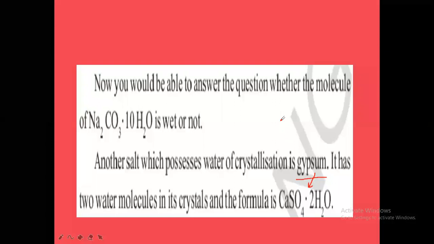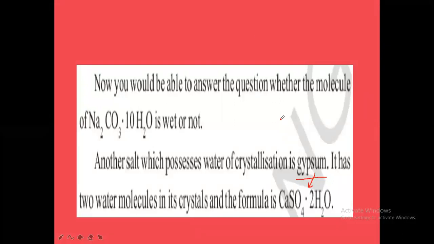Next, another salt which possesses water of crystallization is gypsum. One more salt is gypsum. It has two water molecules in its crystal, and the formula is calcium sulfate 2H2O. CaSO4 2H2O is the composition of gypsum. So the gypsum formula is CaSO4 2H2O. Calcium sulfate 2H2O is called gypsum. Remember. Up to this we have to understand.